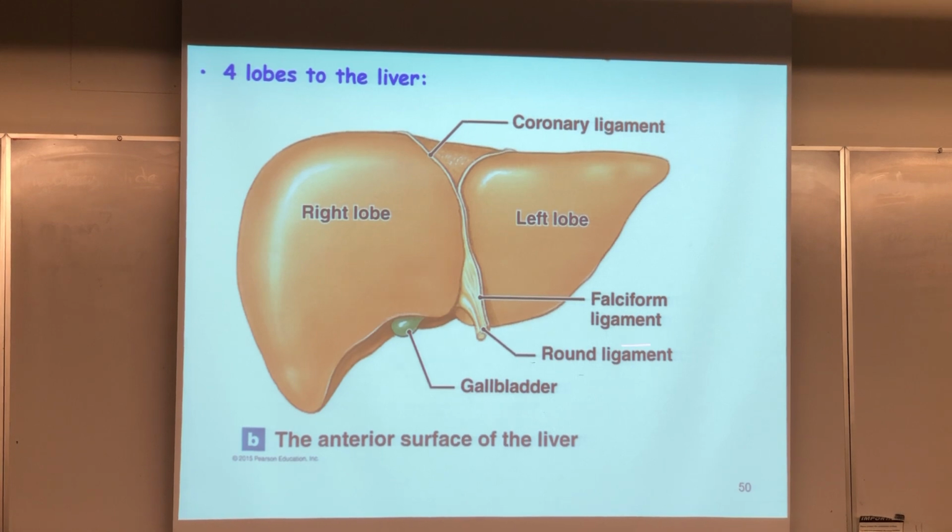We can separate our lobes with two ligaments: the falciform, which is more like a sheet, and then the round ligament, right through there. And those are remnants of your umbilical cord structures. No way. Oh, yes way. They just dry out, like your ductus arteriosus shrivels up into a ligament, right? This is part of your connection to mom to get nutrients.